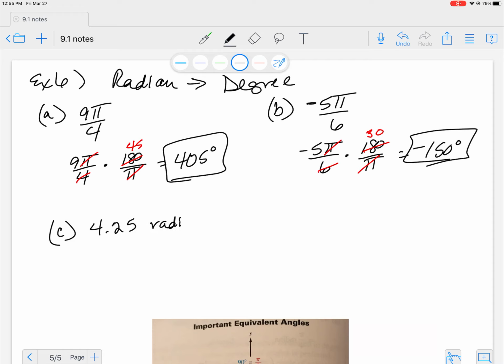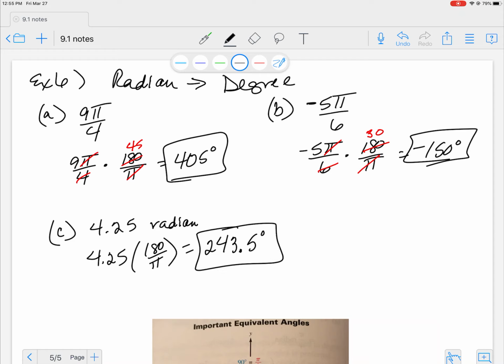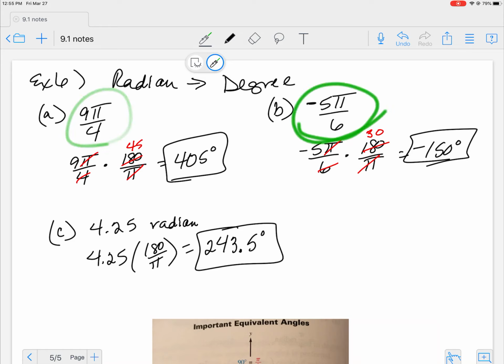And you're doing the exact same thing if you have some different radian, 4.25 radians. If there's no pi there, then you have to write the word radians behind it so that you know exactly what it is you're doing. So 4.25 times 180 over pi. That one you just have to chug out. Throw that into your calculator and you get 243.5 degrees. All right?